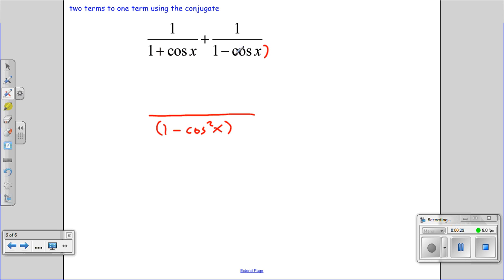So this side, we're basically going to multiply by 1 plus cosine of x, because that way the middle terms drop out. So this is the difference of squares, and then you have a squared back term. And we're going to do the conjugate over here as 1 minus cosine squared.